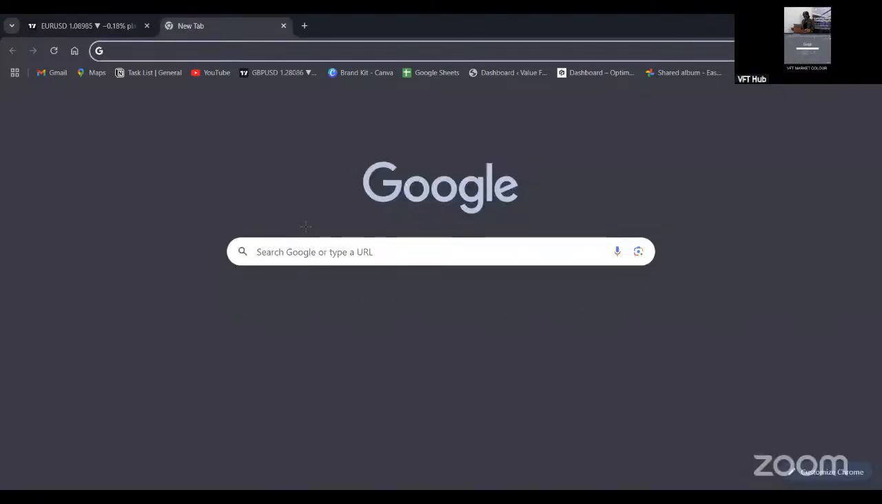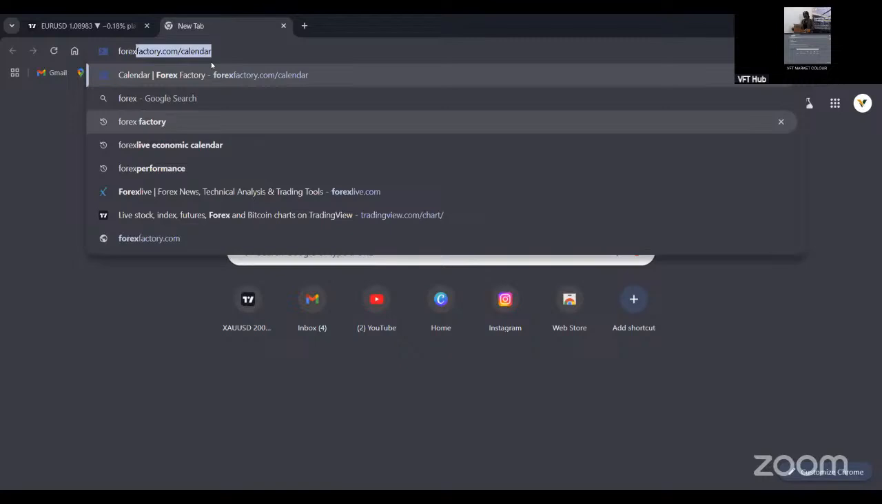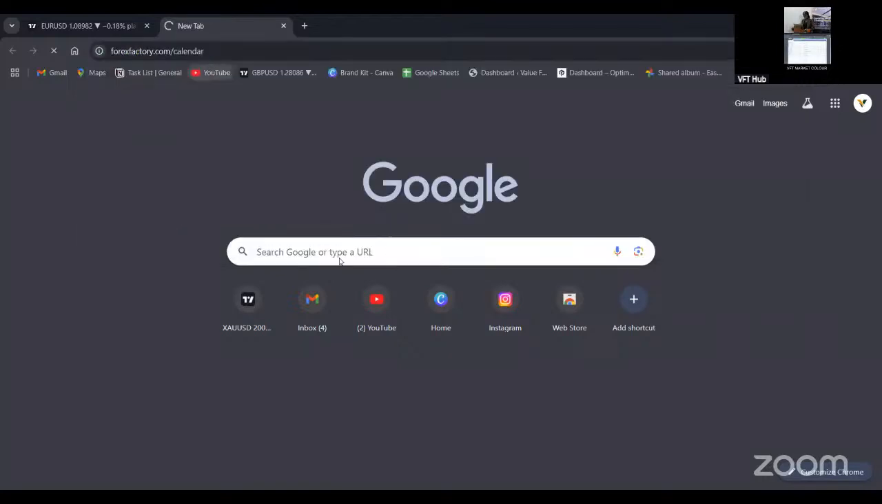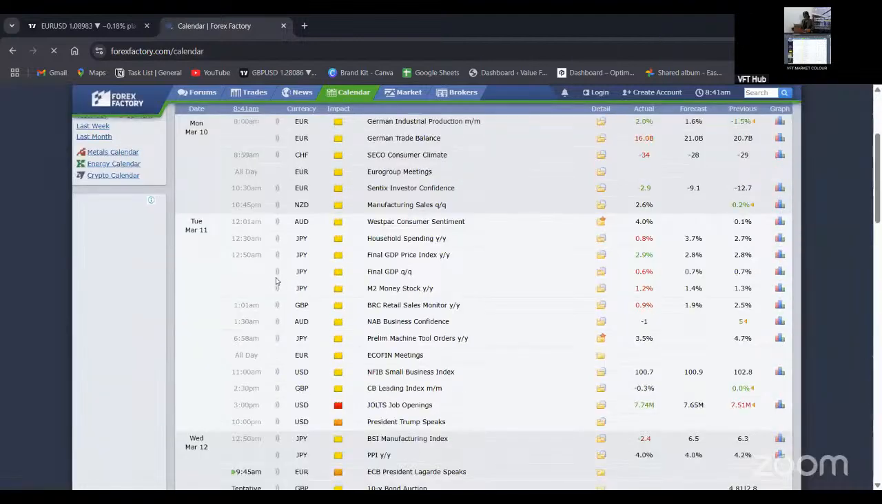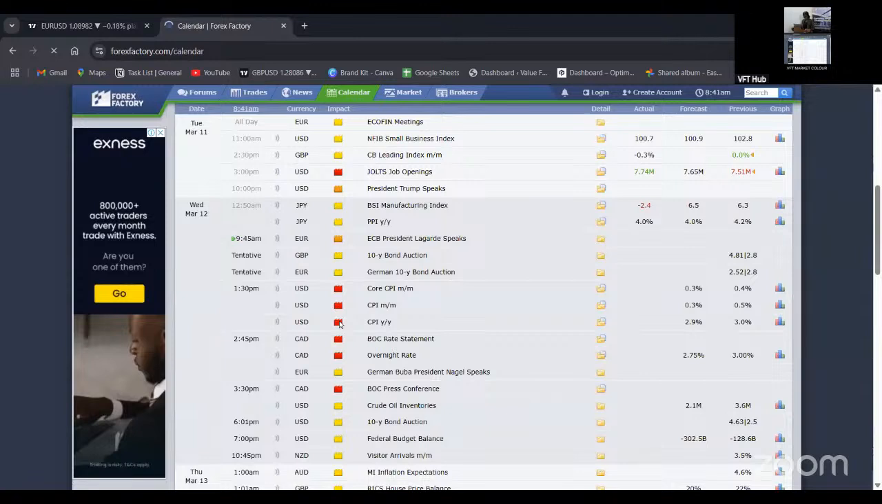And looking at Forex Factory, CPI comes out today. CPI comes out by 1:30 p.m. So if it comes out higher than the forecast, then we know that there's going to be some strength in the dollar, right?